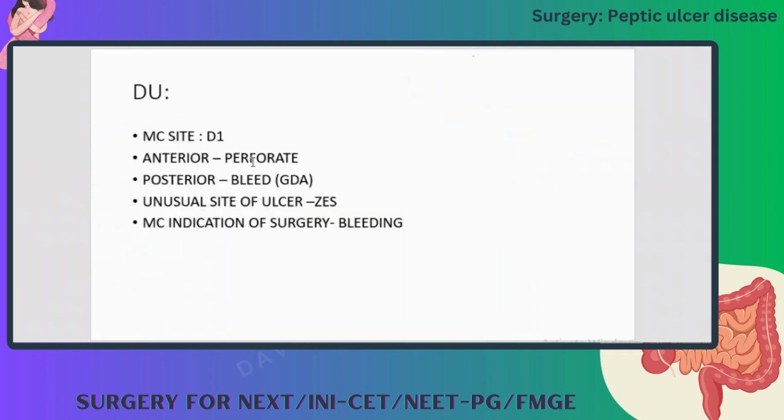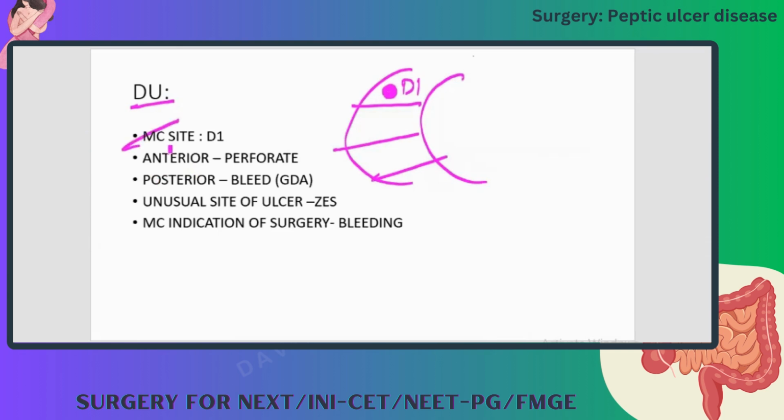So a few points about duodenal ulcer. The most common site is D1, then D2, D3, D4. I told you, in D1 the most common ulcers are present. And the duodenum is a tube. Ulcers can form on the anterior surface, and ulcers can come on the posterior wall.